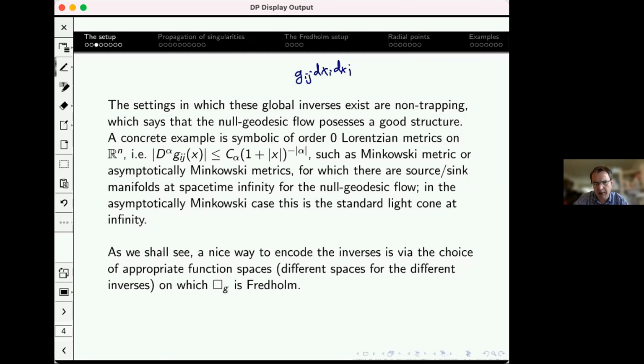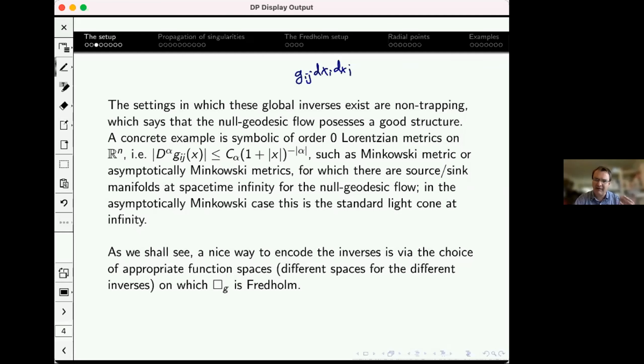Okay, and then metrics like this. Again, for the relevant aspect, you're really thinking of Rn minus the origin as a cone over a sphere, a non-metric cone, and you could change this cross section, that is the sphere, also. So Rn is not really relevant here. In any case, these are metrics for which the null geodesic flow has a nice source-sink structure. This is something that I will explain later on.